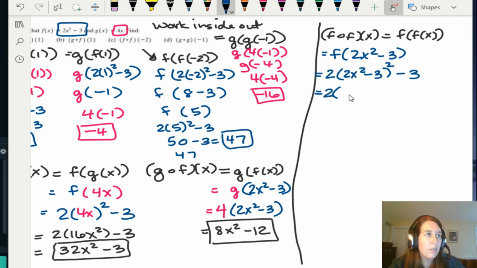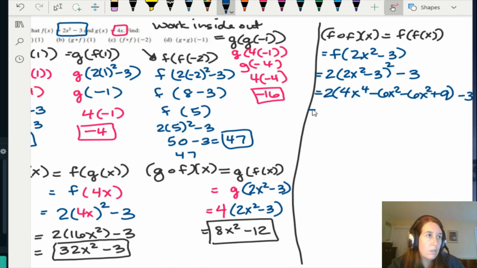All right, so let me just FOIL this. 2x squared times 2x squared is 4x to the 4th. The outer terms would be 2x squared times negative 3, so negative 6x squared, and then another negative 6x squared. And then this would be negative 3 times negative 3, so plus 9. And then we still have minus 3, that's this minus 3 right here.